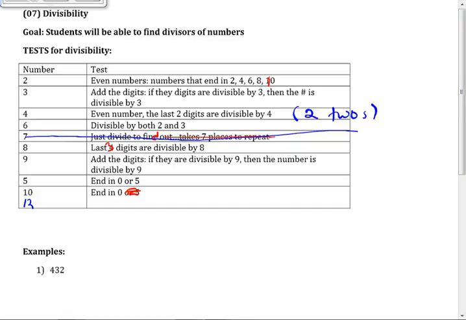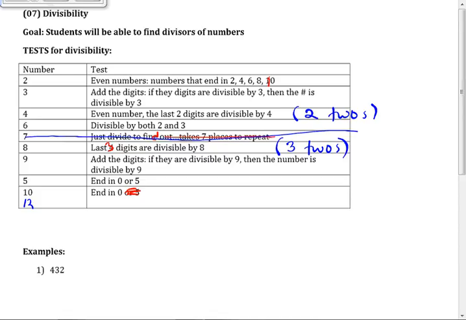And to do the 8s, it's the last 3 digits that are divisible by 8. In this case, there would be three 2s that would divide in. The only way to get 7 is to actually divide. And the worksheet has a 12 in there, so without using a calculator, we can do the 12s.